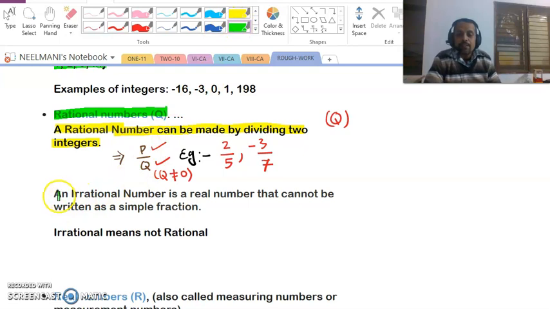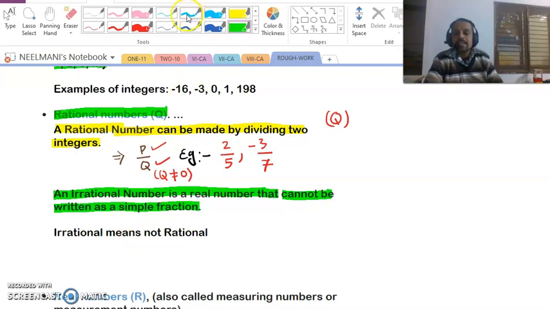So now if we have the rational number, then we also have the irrational number. An irrational number is a real number that cannot be, remember the difference comes here, cannot be written in a simple fractional form. Remember, irrational means not rational. That means we cannot write it in the form of P upon Q.